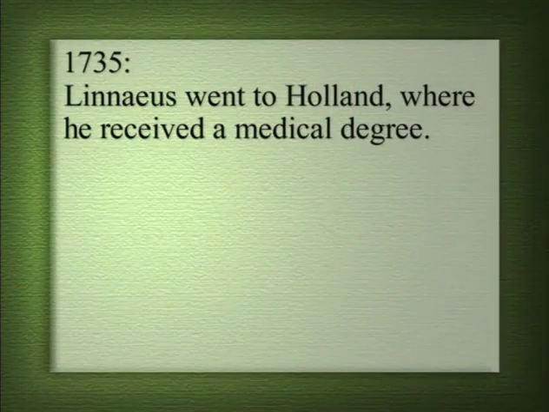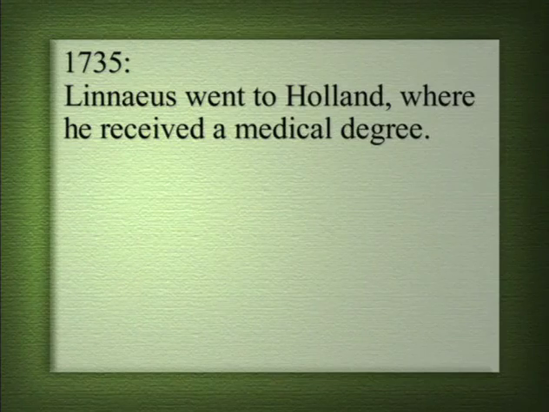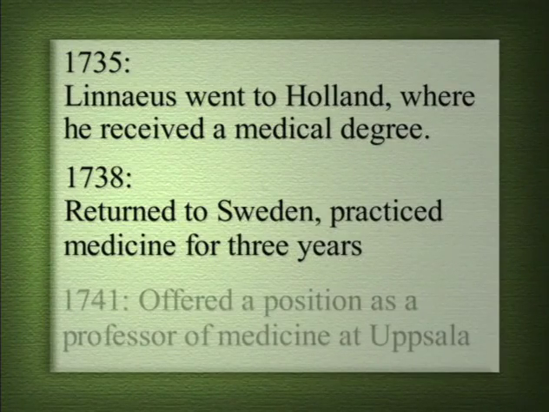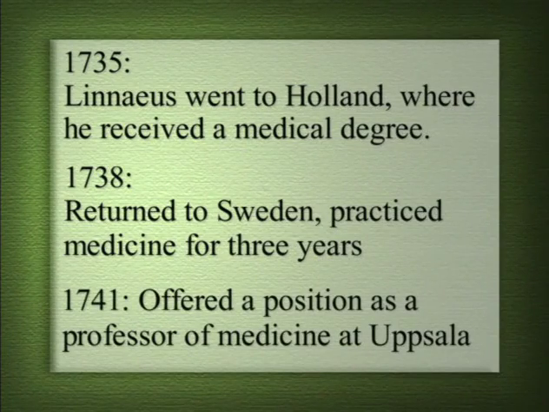In this same year, 1735, Linnaeus went to Holland, and it was there that he actually received the medical degree he'd been pursuing. He stayed there 3 years, studying and corresponding with some of Europe's botanists and refining his classification work. And then he came back to Sweden in 1738, practiced medicine for 3 years, and then finally, in 1741, he was offered a position as a professor of medicine at Uppsala. And here he would remain a professor for the rest of his life.